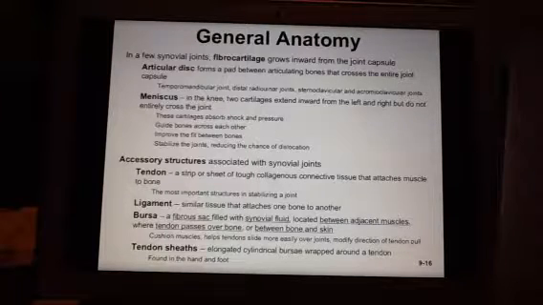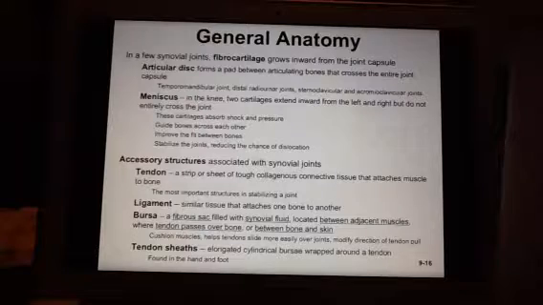We also, on some pictures, will see accessory structures that are associated with synovial joints. A tendon is connective tissue that attaches muscle to bone. A ligament is similar, but is attaching one bone to another. We're going to specifically take a closer look at the knee joint and how many ligaments there are.